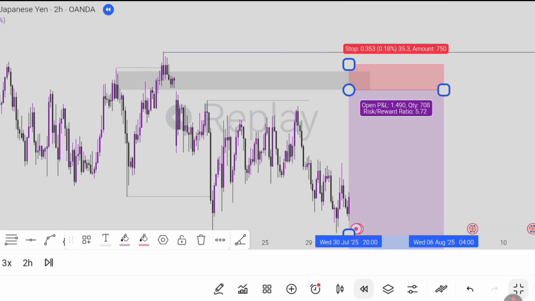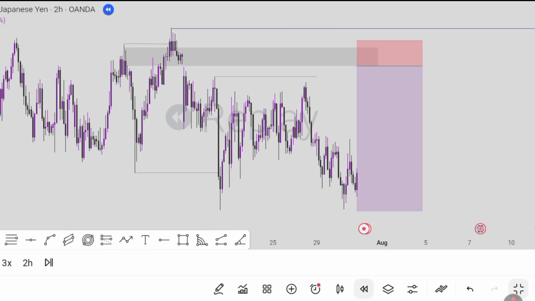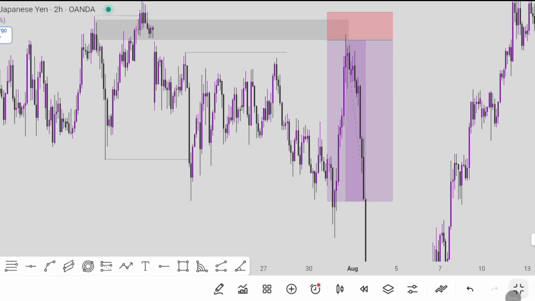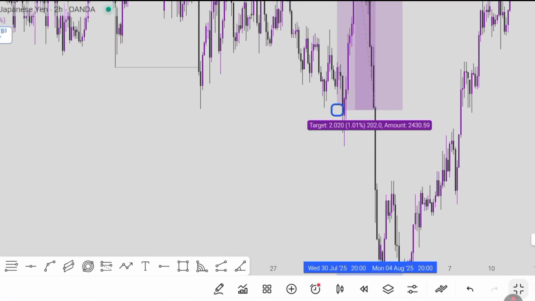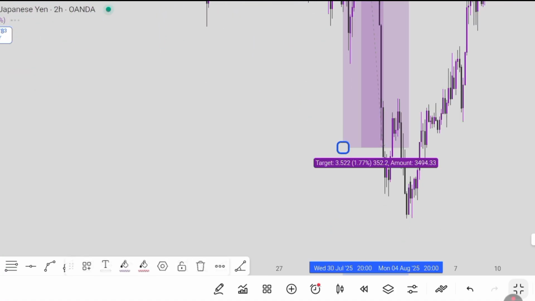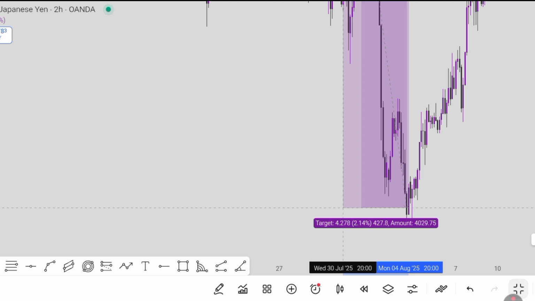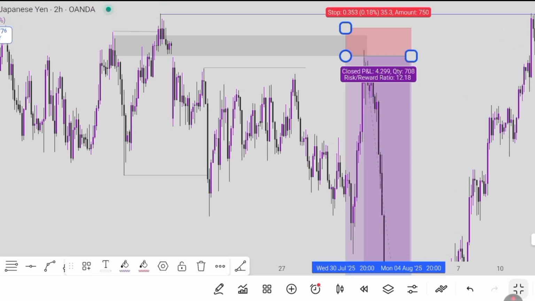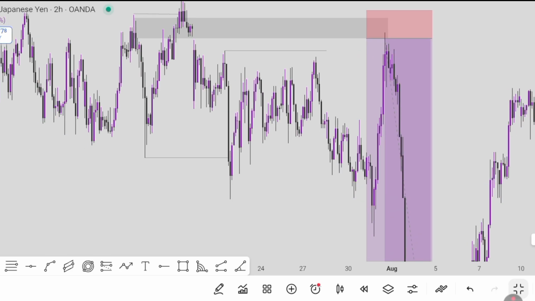So now let's see what happened. This is like a 1:5 risk to reward. Let's play this forward and see. Price came back, tapped into that point of interest, and then we have that crazy drop to the downside, giving like 430 pips or something. Again, this is like a 1:12 risk to reward. You can see how powerful this strategy is.